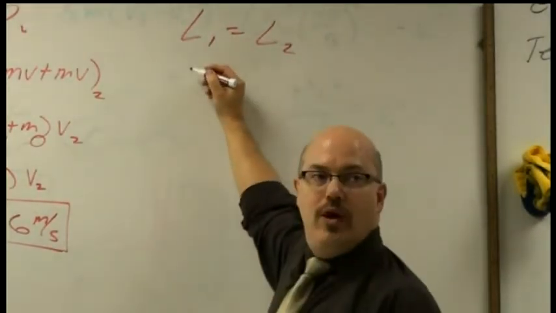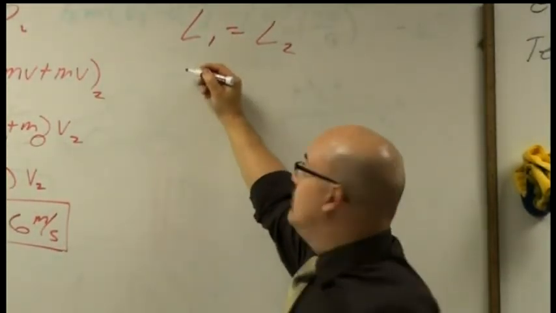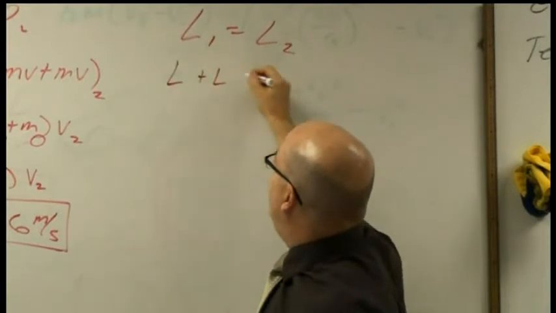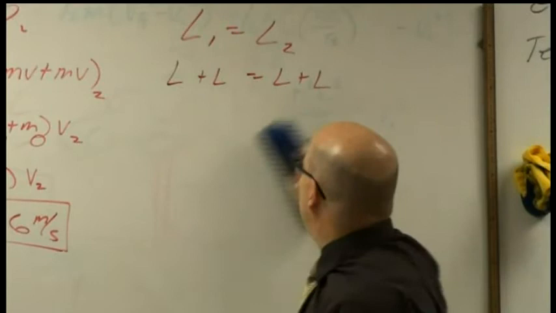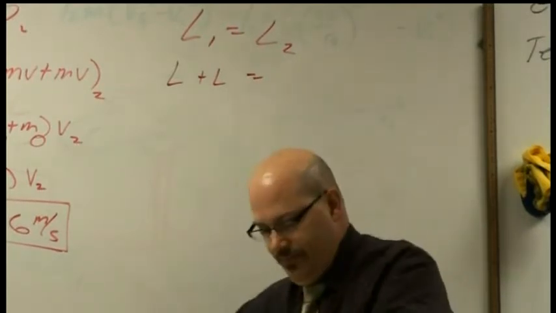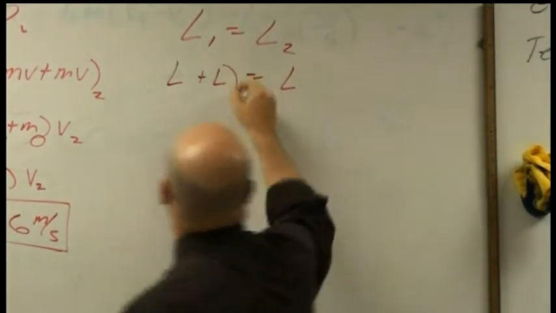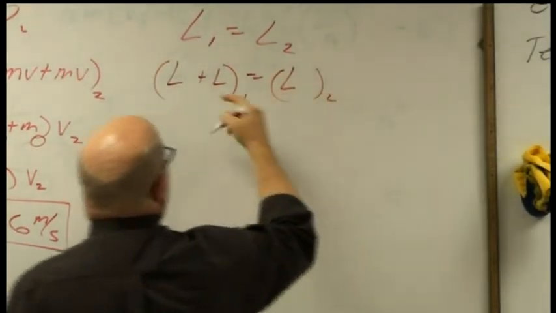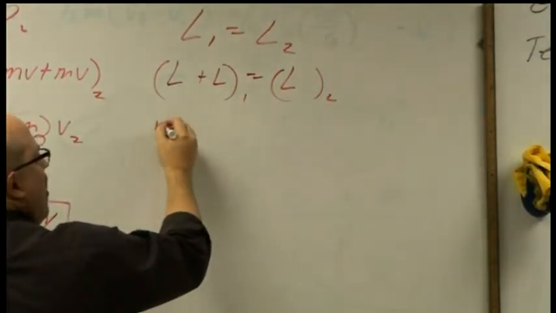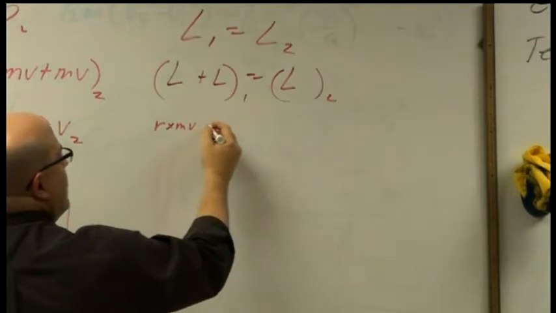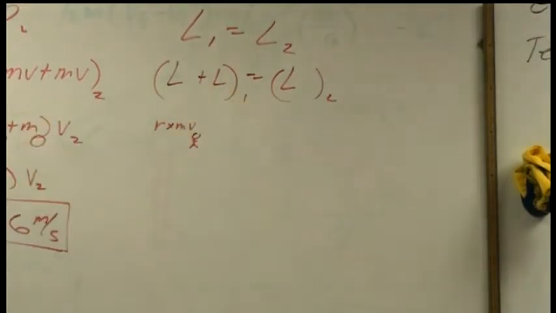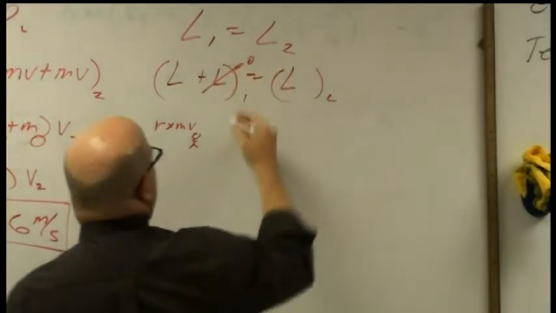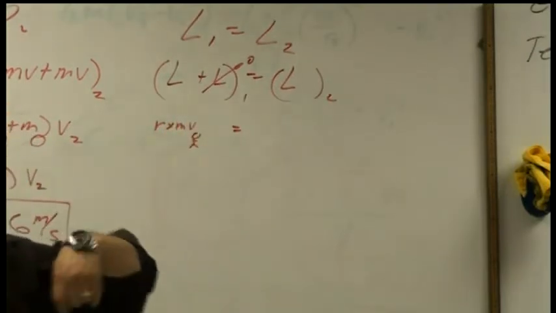All right, so what do we have here? How many objects? L plus L equals L plus L. But afterwards, they're connected, right? So I can put these together: L for the whole thing, before and after. For the boy, it's r cross mv. For the merry-go-round, or big hockey puck, it's 0 to start. So all we have before is just that for the boy.